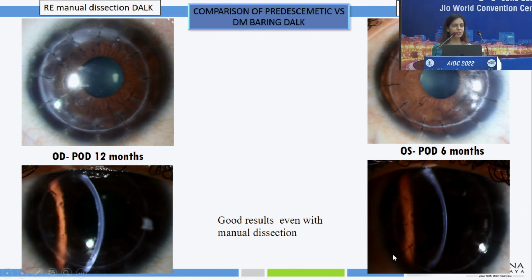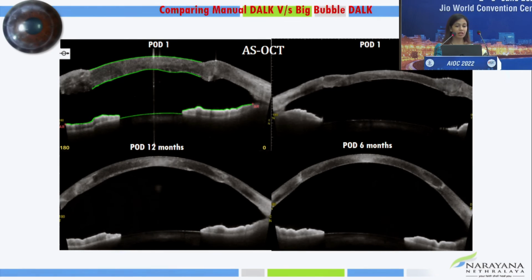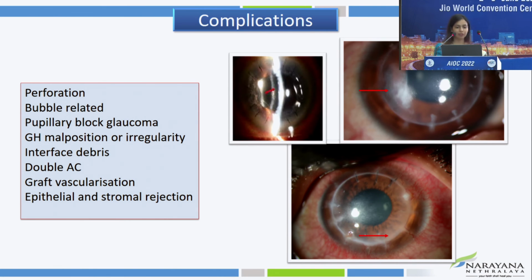So just in case we've done a manual DALK, it does not really mean anything. You get very good results even with manual DALK over time. It's just that the big bubble DALK has extremely good early results, and I'm sure Dr. Rishi would be covering that. It's not that DALK does not have complications. There are certain complications that we have to keep in mind to try and prevent, and especially many of them have a lot of allergy, especially the ectasias. So you can have surface issues which you need to deal with.